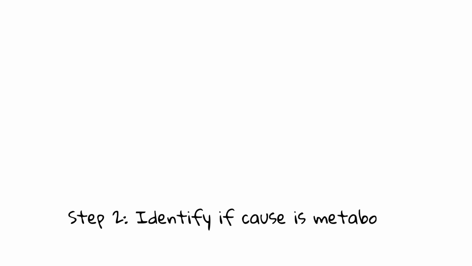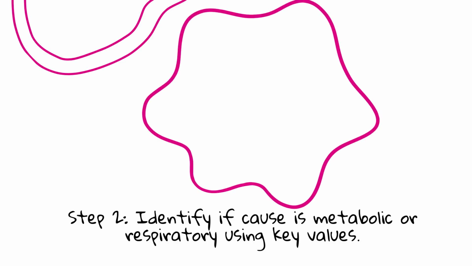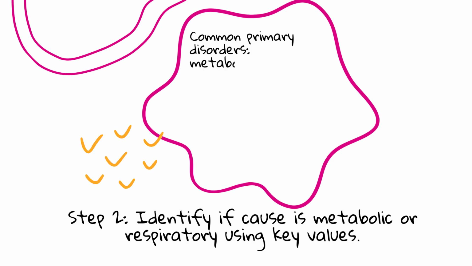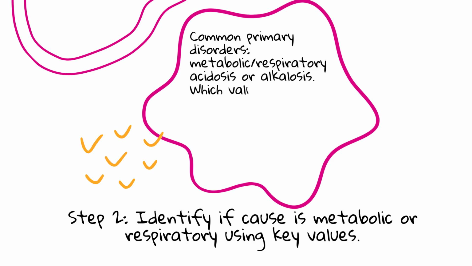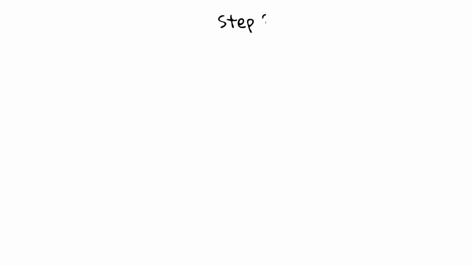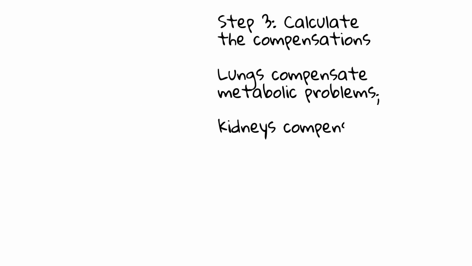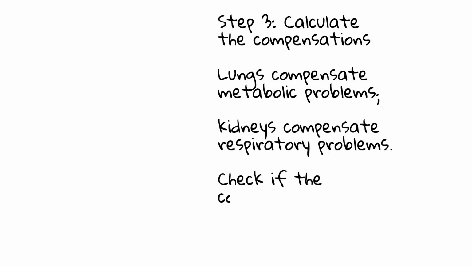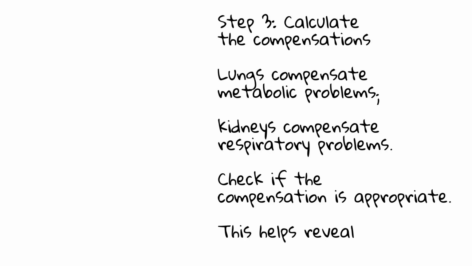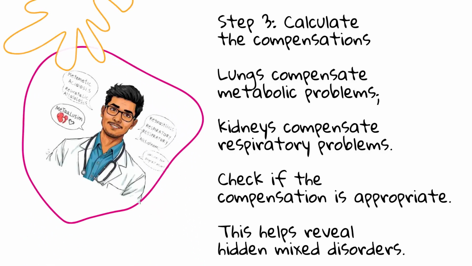Step 2. Identify whether the disorder is metabolic or respiratory. Look at the key values. A low bicarbonate points towards a metabolic problem, while a low PCO2 suggests a respiratory cause. Ask yourself, which value is pushing the pH in this direction? Metabolic disturbances are compensated by the lungs, and respiratory disturbances are compensated by the kidneys. Understanding whether this compensation is appropriate is the key to uncovering mixed disorders and moving confidently through ABG interpretation.